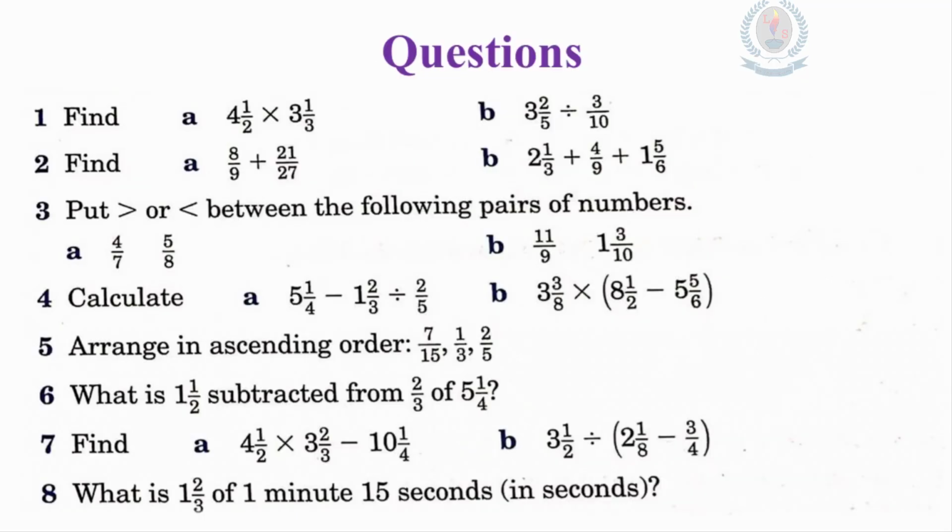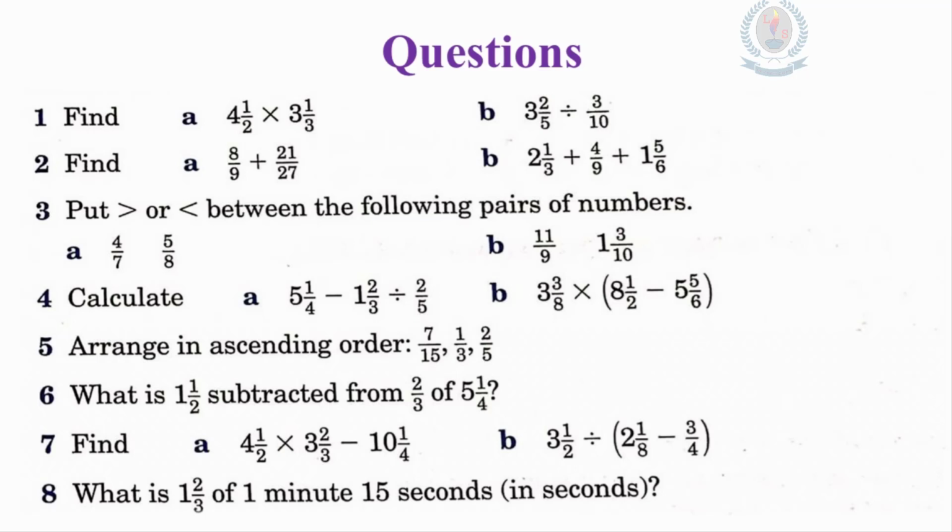Children, here are some homework questions. You have to do all these questions at home. First one, find. There are multiplying fractions as well as dividing fractions. Second one, also find. Here you have the addition of fractions. Third one, put more than or less than between the following pairs of numbers. Fourth one, calculate it. Here you have to use mixed operations with fractions.